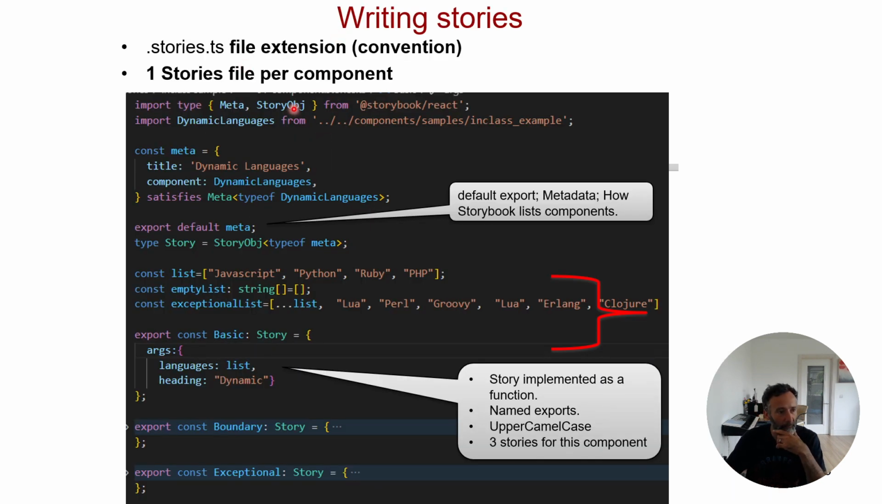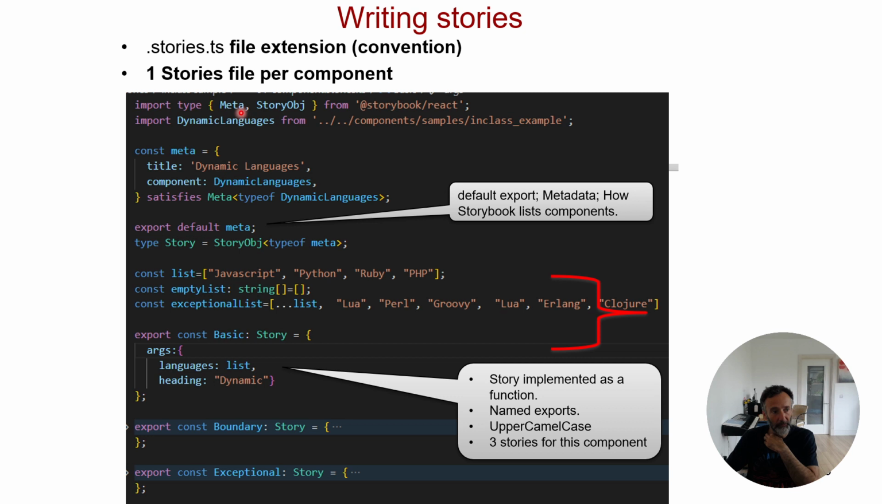So here's an example of a code. If I'm writing a story, I have to write a story file, right? And a story file ends with a .stories.ts extension. That's the convention, right? And we have essentially one story file per component, and that story file can contain multiple stories. The story file itself will contain a meta object here, right? So this constant here, meta, that I'm defining here, it's a type of dynamic languages. So you can see here, meta itself, this meta type that I'm importing up here.